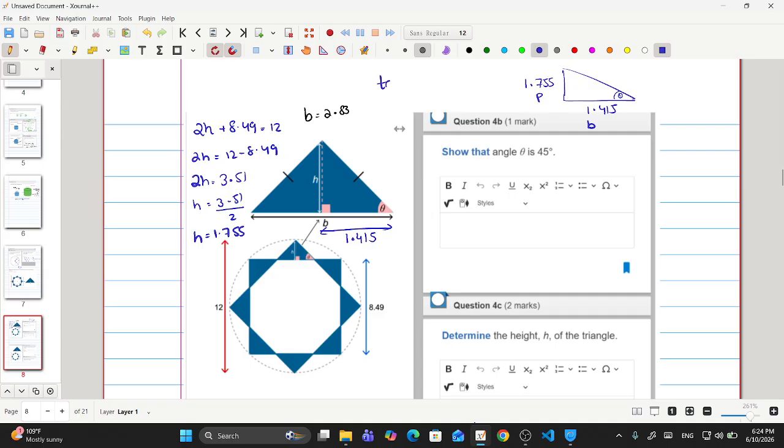So we know that tan of theta equals perpendicular over base, 1.755 over 1.415. Let me solve it. Let's check if we do get the right answer. 1.755 over 1.415. Oh, that's problematic. We're not getting the answer.